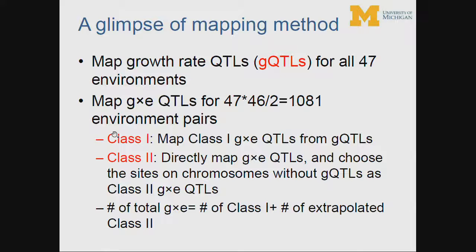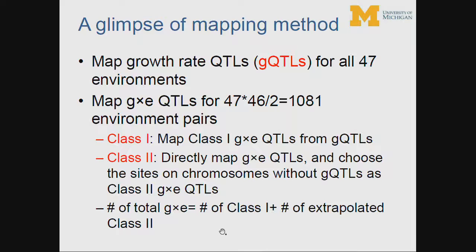However, if we only test the GQTLs, we may miss some G-by-E sites because some sites could have small effect, but antagonistic effect in two different environments. So we also use another method to directly map the G-by-E QTLs that can best explain the growth rate differences between two environments. And we chose only the sites on chromosomes without GQTLs. This method we call class two, because class two is not as accurate as class one. We only use class two to extrapolate the number of G-by-E missed by class one. And the total number of G-by-E equals the number of class one plus the extrapolated number of class two.